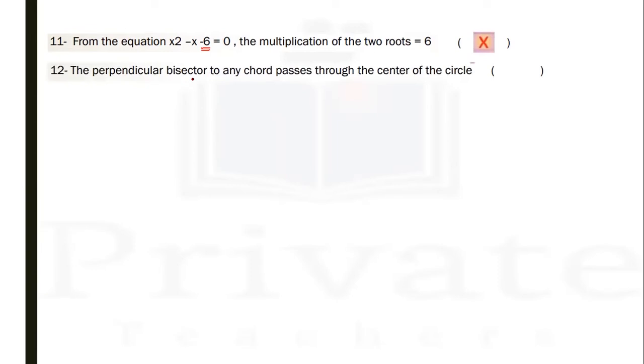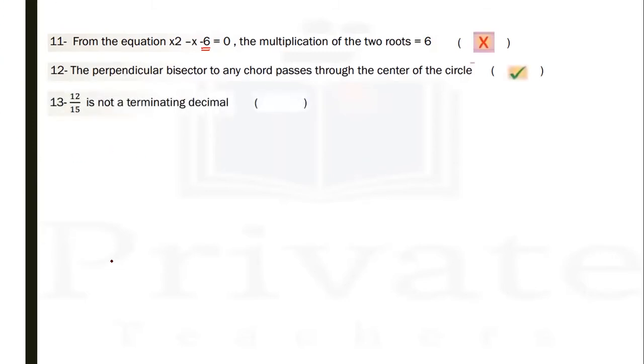The perpendicular bisector to any chord passes through the center of the circle. This information is true. It is one of the theorems of the circle. The perpendicular bisector to any chord passes through the center of the circle.